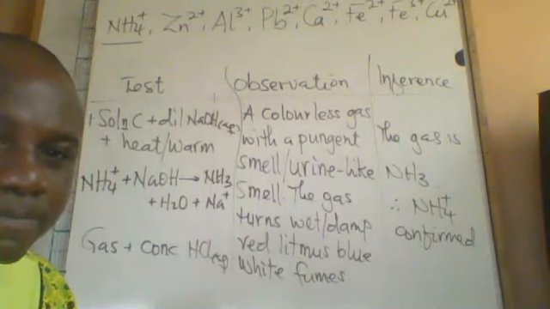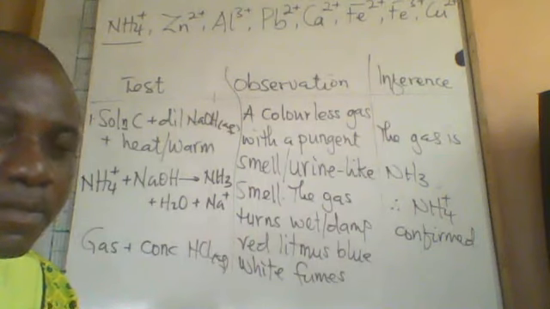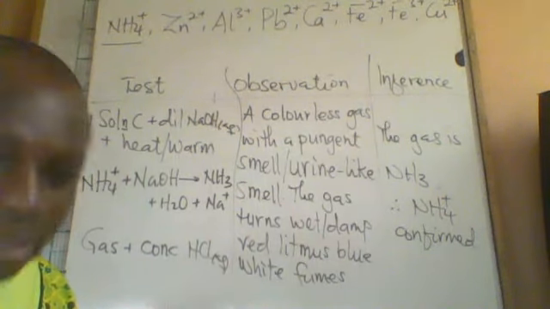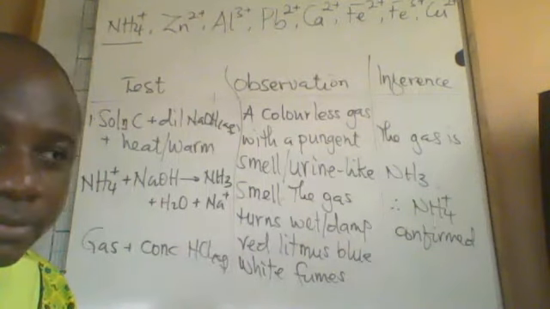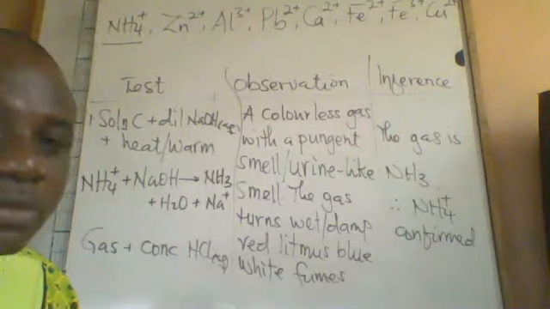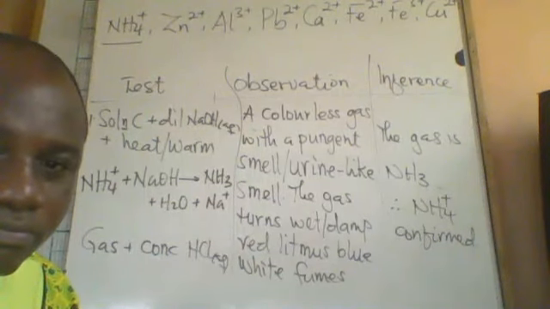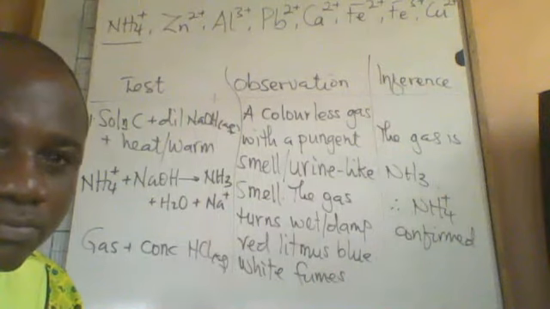Then you add the dilute sodium hydroxide, which is the reagent, and then you heat it. Then a gas will be evolved. You're saying the gas that will be evolved will be ammonia? Yes, based on the characteristics it shows, it is ammonia.